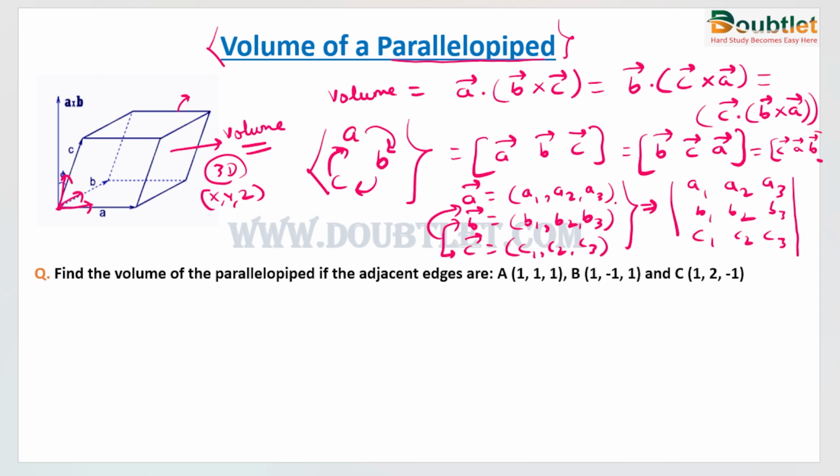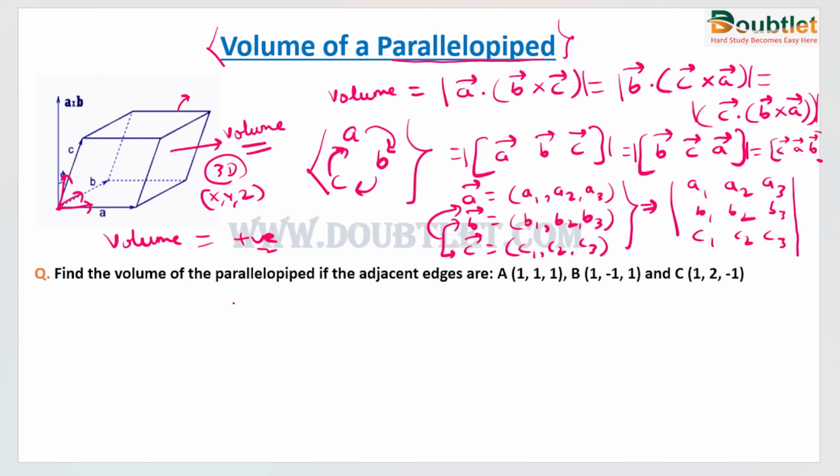So A1, A2, A3, B1, B2, B3, C1, C2 and C3. So we have to find the determinant of the vectors, and if you use BCA also, then B1, B2, B3 will be in the first row. So you can interchange the rows also. And the volume is a positive quantity, so we have to obtain the magnitude. So we will consider the magnitude of all the results, whether it is the dot product or cross product. So this is how the volume of a parallelepiped can be found.